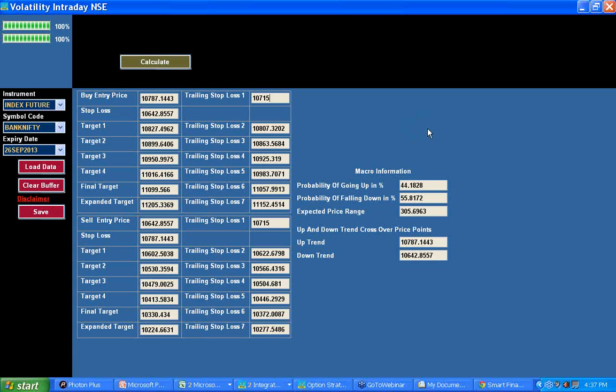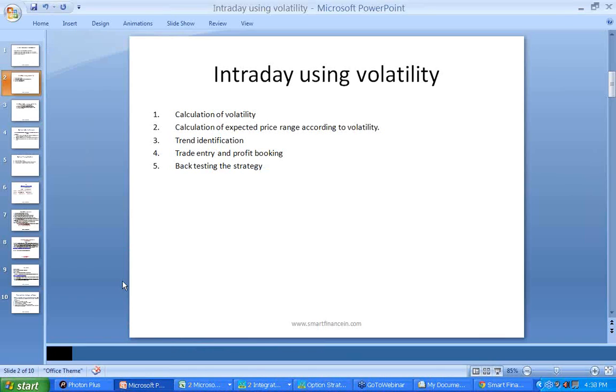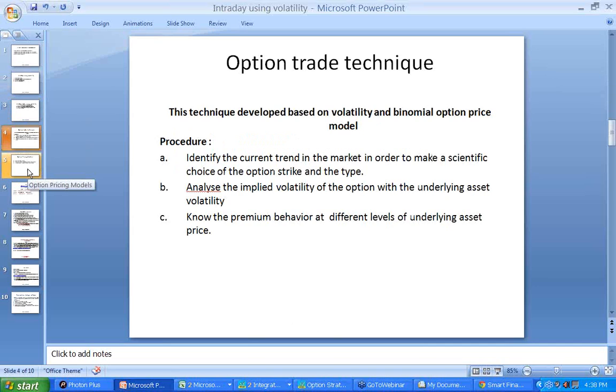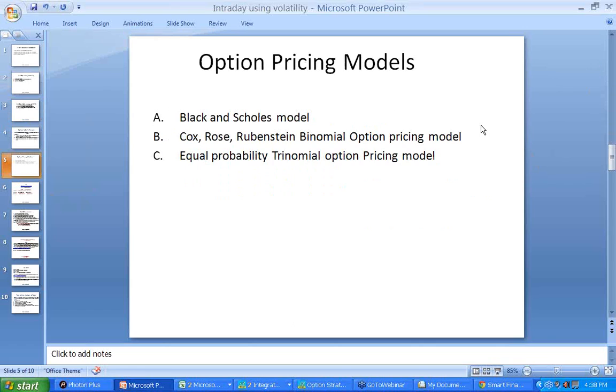So this is what we have done. Now I'll move into the second part of my analysis, which is on the options part, how we can do options trades using this volatility principle. Normally we have different option pricing models: Black-Scholes, Cox-Ross-Rubinstein, binomial, equal probability. For intraday option trading, the binomial option pricing model is suitable.